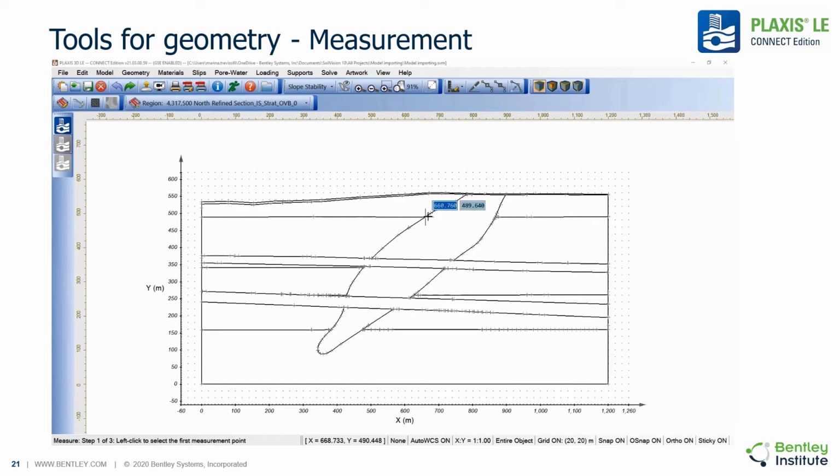The measure option is an extra option in case we want to make a certain measurement. So by selecting the line of measurement, we can then see all information in terms of length, slope, angle, and so on.